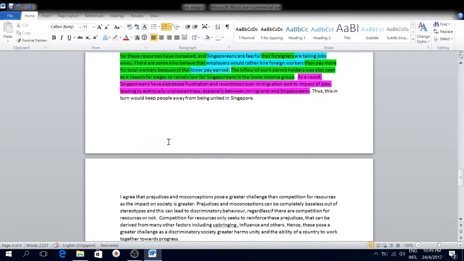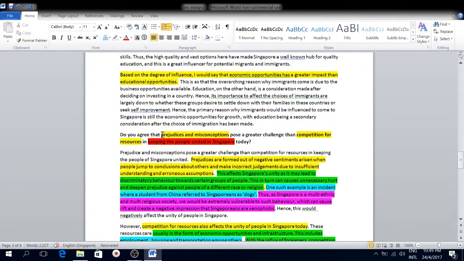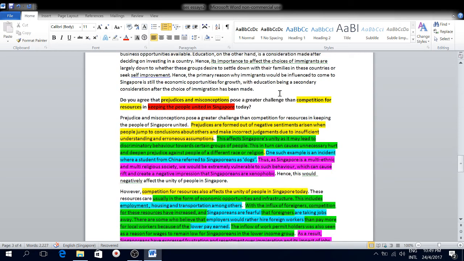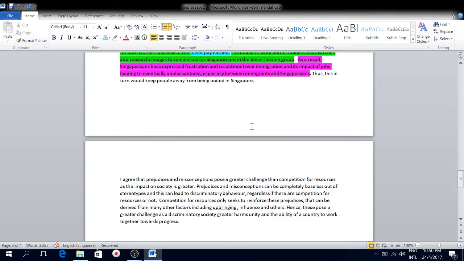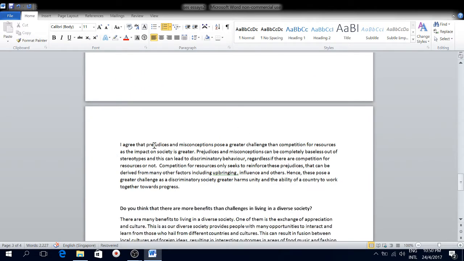Okay, so for this question, where I'm looking at prejudice and misconception, which one is the root cause of this? I would say that first and foremost, Singaporeans already do not like foreigners, and competition for resources further adds on to this unhappiness and confirms their prejudice, confirms their misconception. So I would say that prejudice and misconception pose a greater challenge than competition for resources.